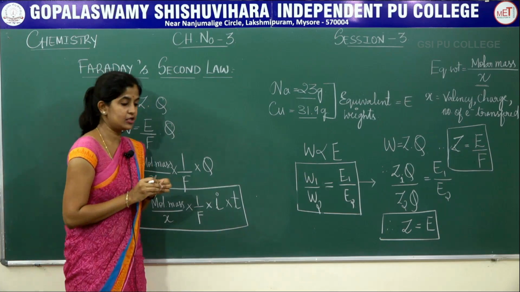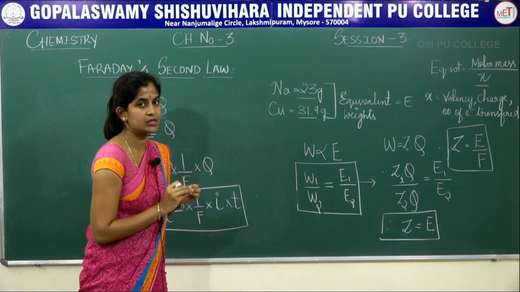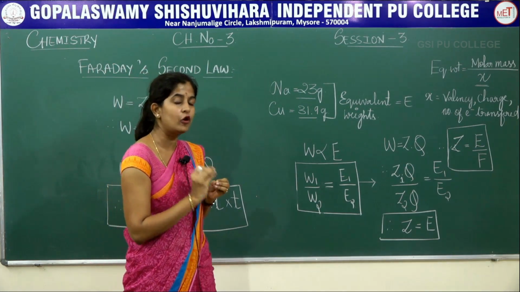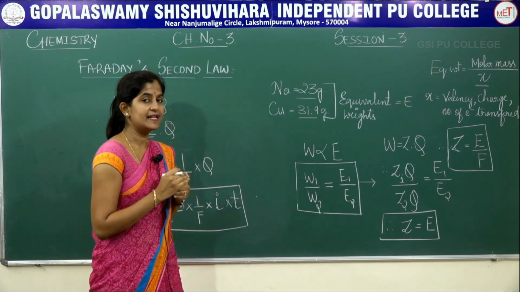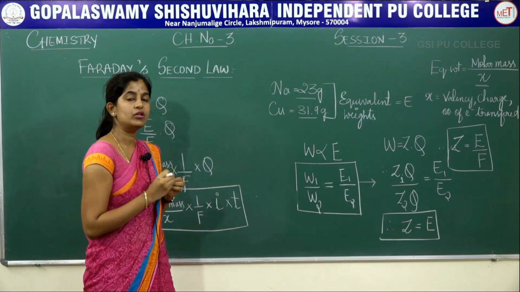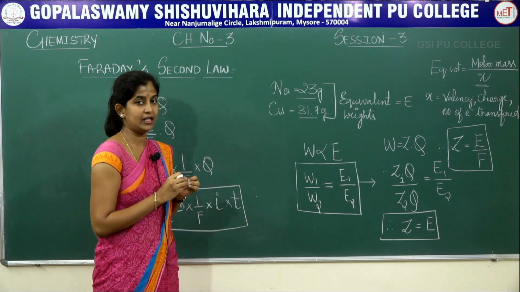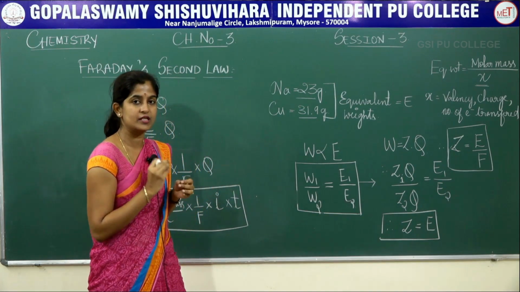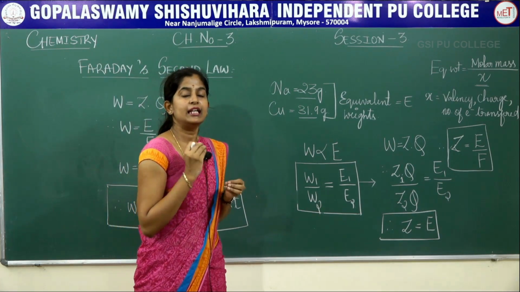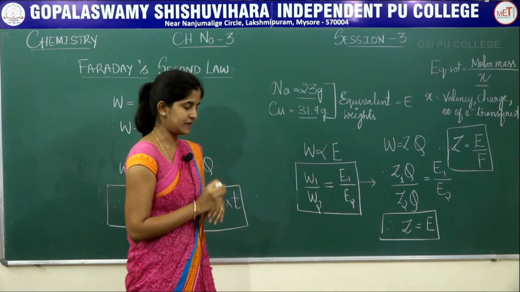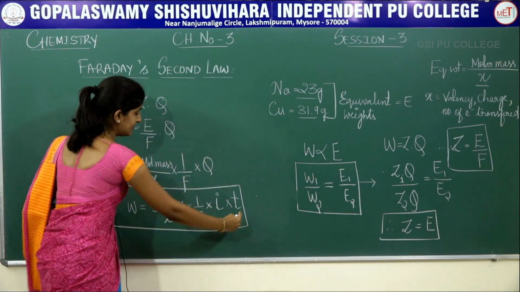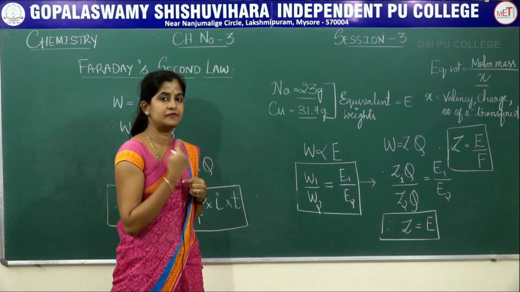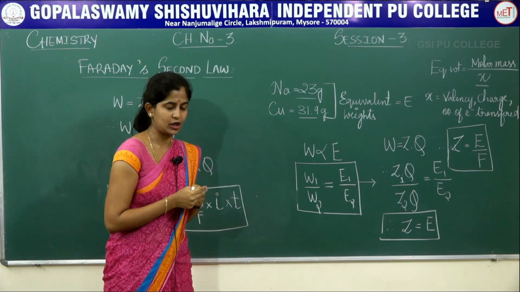When you sum up Faraday's first law as well as Faraday's second law. Summarizing, Faraday's first law tells that the amount of substance deposited or liberated at the respective electrodes is proportional to the amount of charge flown through the electrolyte. Faraday's second law tells that the amount of substance deposited at the respective electrode, when the current is constant, that is when the charge flown is constant, is proportional to the equivalent weight of the respective substance. So you get one whole equation which summarizes both laws, Faraday's first law as well as second law.